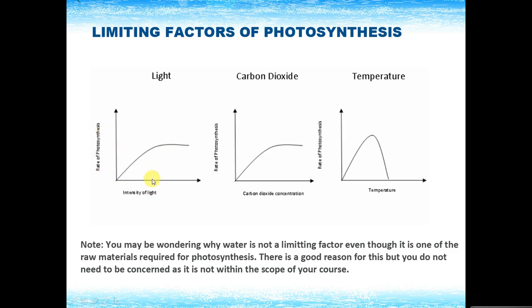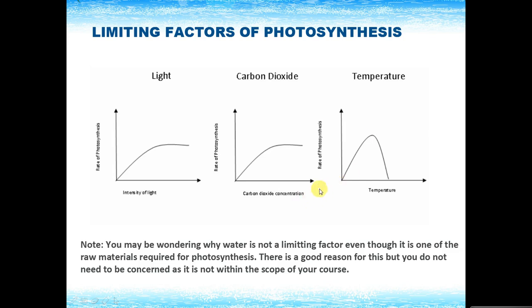Now, that's when you can say that light is not the limiting factor anymore, and another factor is the limiting factor. You don't know what it is, you just know that it's not light anymore. Same with carbon dioxide. You have an increasing rate of photosynthesis with an increasing amount of carbon dioxide until a certain point where carbon dioxide is no longer the limiting factor and something else is.